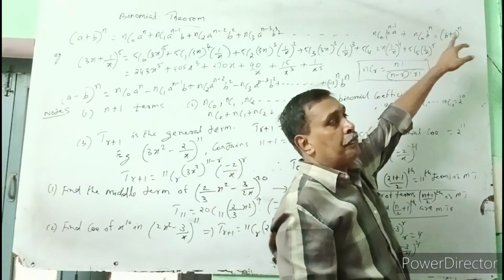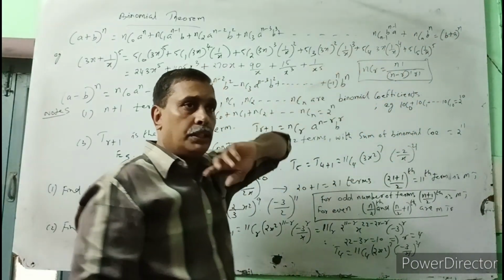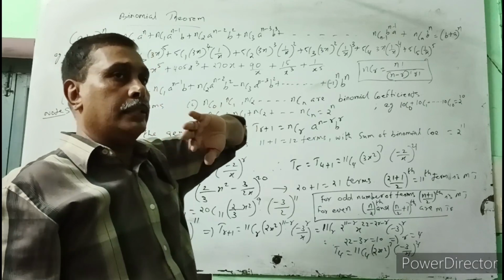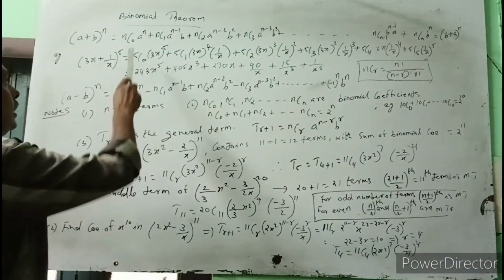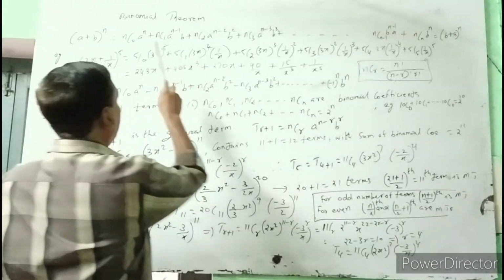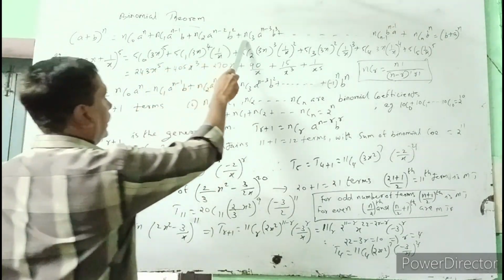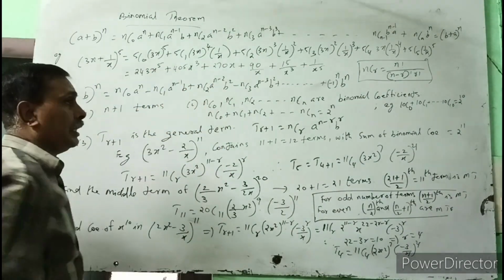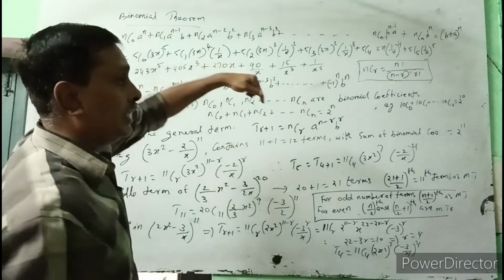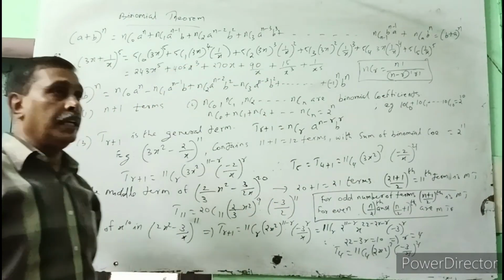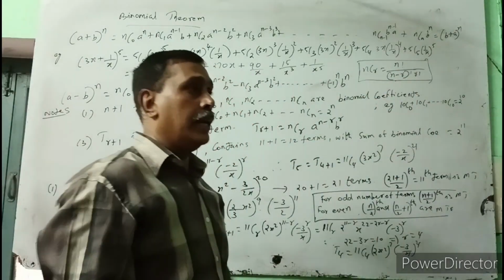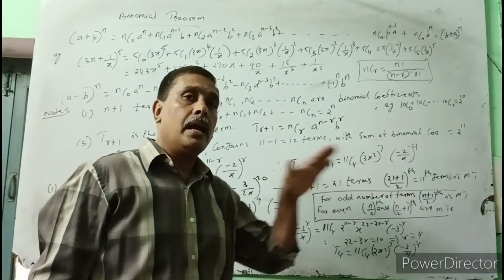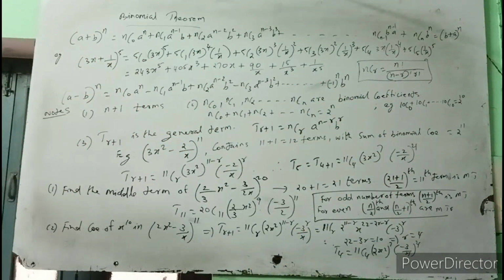This itself is (b+a) raised to n. (a+b)^n and (b+a)^n are the same. You see here the importance is the power of a is decreasing and the power of b is increasing. If I am writing (b+a)^n, then the power of b will be decreasing and the power of a will be increasing. That's the difference.